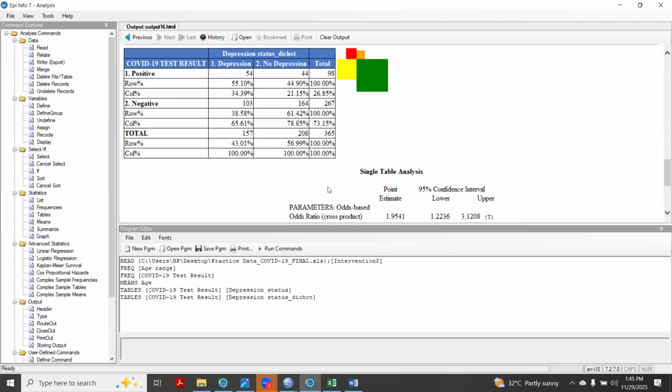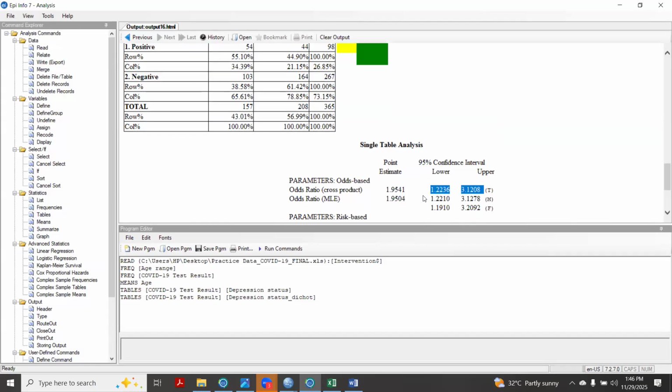I'll say that again. Our odds is telling us that those that tested positive for COVID-19 are 1.95 times more at odds of having depression compared to those that tested negative. And this is the confidence interval. All right? This is the confidence interval.